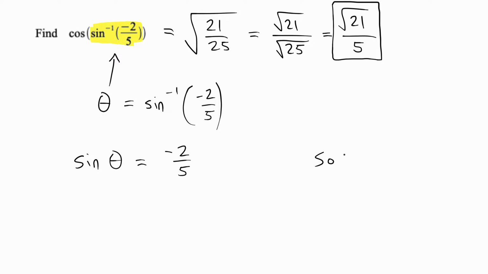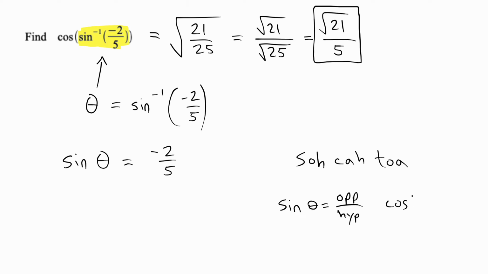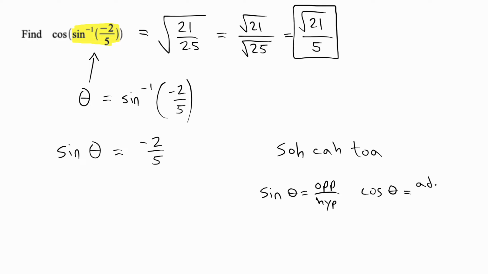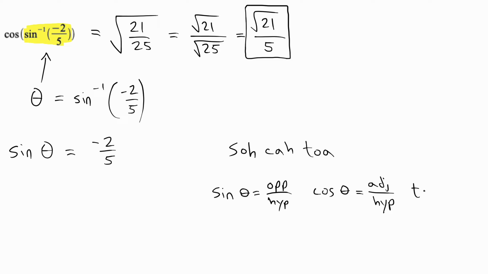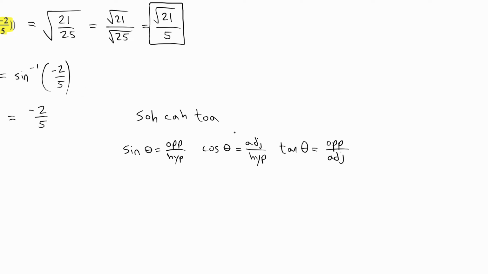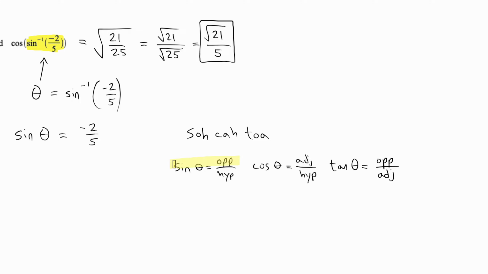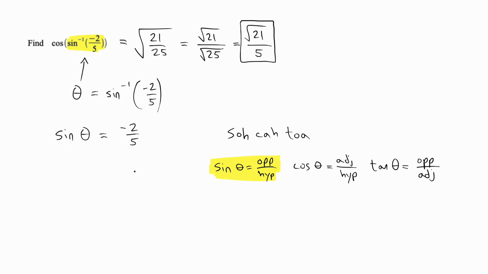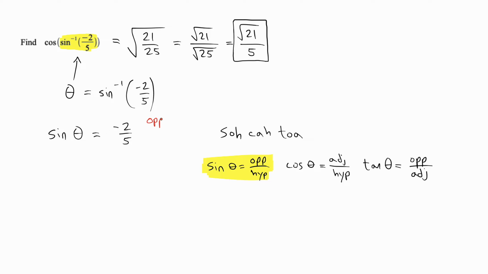Now, we have this acronym for sine and cosine and tan, which says SOHCAHTOA, where the sine of the angle is defined as the opposite side over the hypotenuse. And the other ones are the cosine of the angle is going to be the adjacent over the hypotenuse, and the tangent of the angle is the opposite over adjacent. But we want to use this one here. So this definition of sine tells us that our opposite side needs to be -2, and 5 is the hypotenuse.